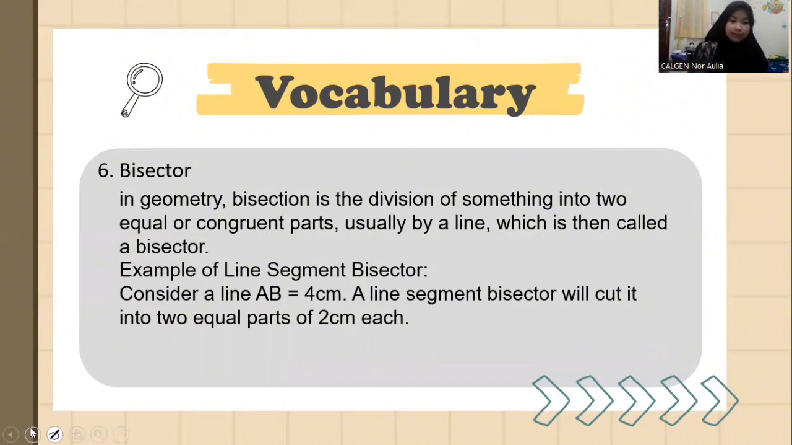So for the example, line segment bisector, consider a line AB equals 4 cm. A line segment bisector will cut it into two equal parts of 2 cm each.